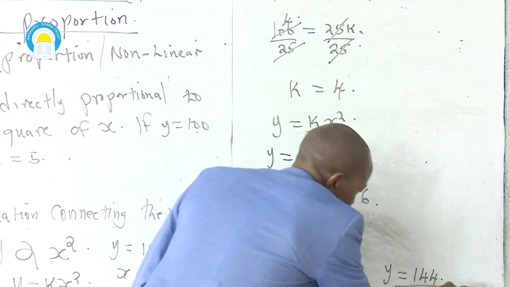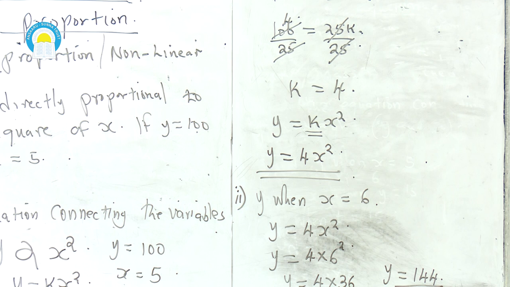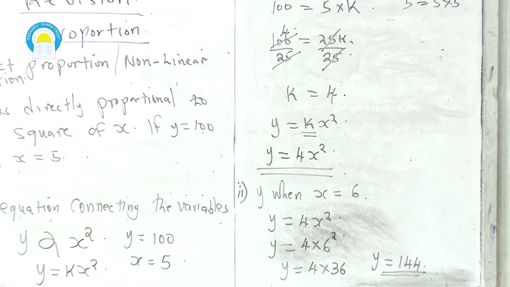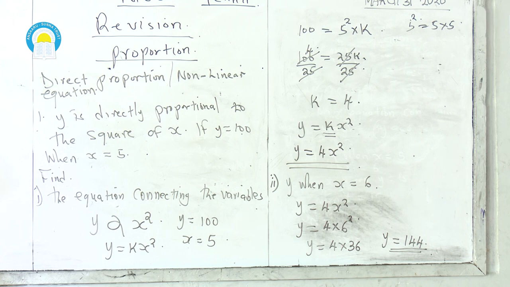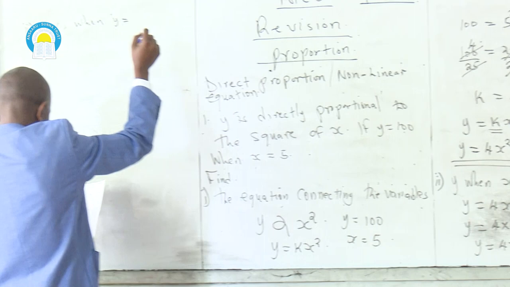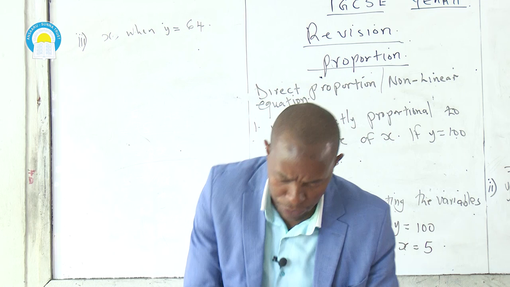Finally, part C, Roman 3. You're going to have to find the value of x when y is equal to 64. You've been given the value of y. Now find the value of x.